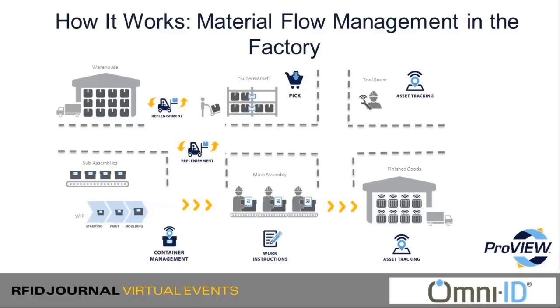Imagine a pick request coming into a smart container telling the worker, pick me, right on the container. Being able to track that it was picked and kitted and sent to the line. Having asset tracking available in the tool room. You'll be able to track different key assets or tools that are being used in production.